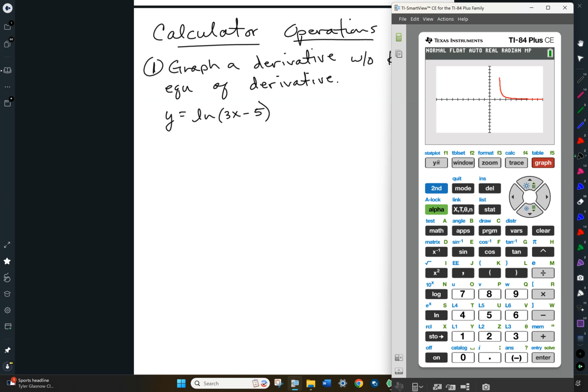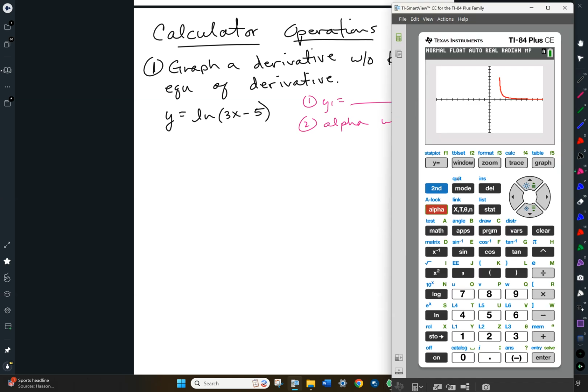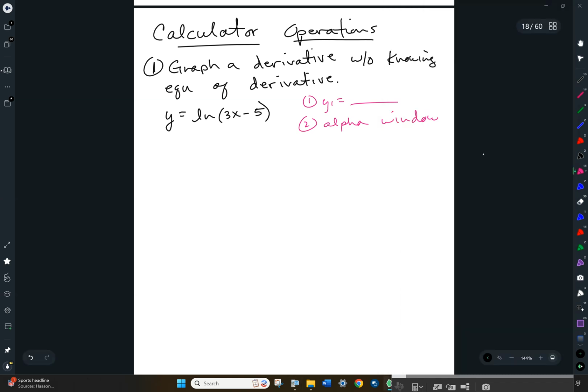Okay, so just as a reminder, what we did in this situation was, step 1, let y1 equal whatever your function is. And then step 2, you're going to choose alpha window. And what number was it? Was it number 3? I forgot. Let's see, alpha window. Yeah, it was number 3. Alpha window, and then choose number 3.